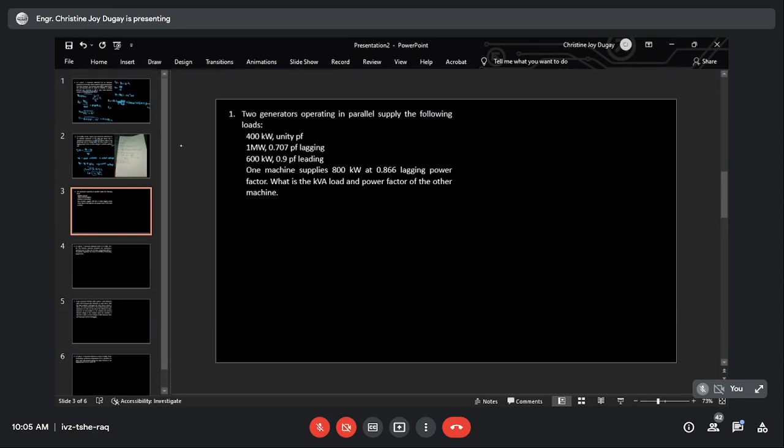So if that is the case, anong unahin natin? Si load ba? O si supply muna? So since si load ang nauna dito, si load muna. Load muna ang i-calculate natin. Kunin muna natin si S total of the load. It should be equal siya sa S total of the supply. Yun lang ang kailangan ninyo dito, no? Load natin. Meron daw tayong 400 kilowatt at unity power factor.